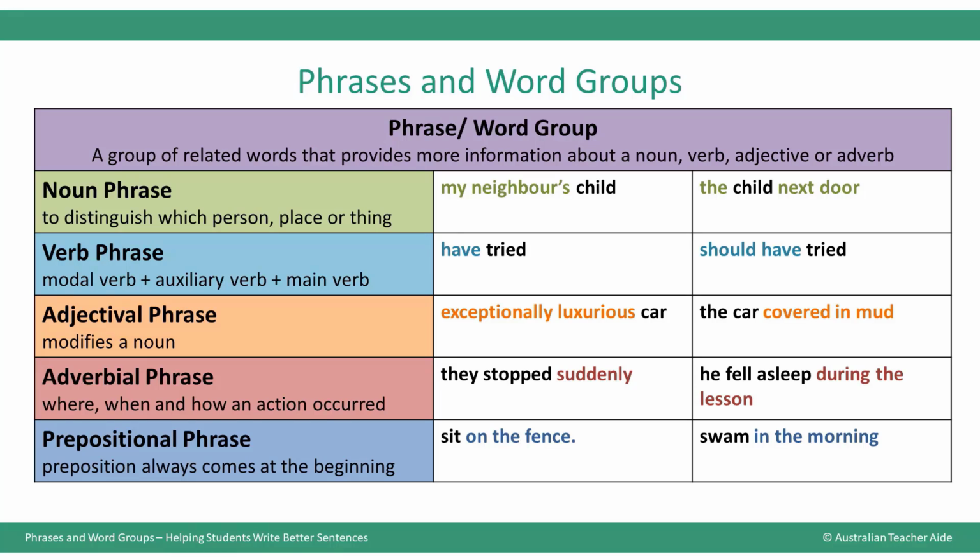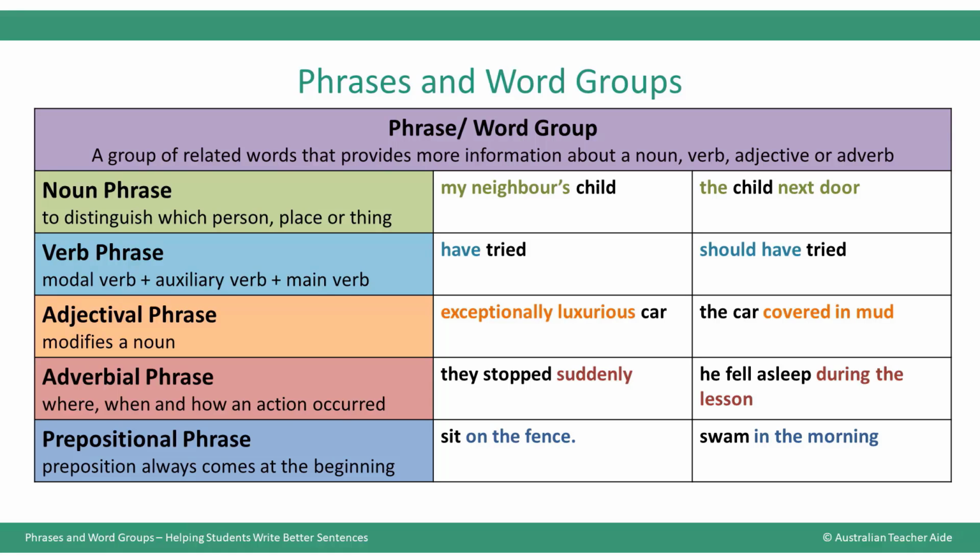So a phrase is a group of related words, which is why they are also referred to as a word group. You should check with your school which term they use and use the same terminology. Phrases are used to provide us with more information about a noun, a verb, an adjective, or an adverb in a sentence. Here are some examples of the different types of phrases.